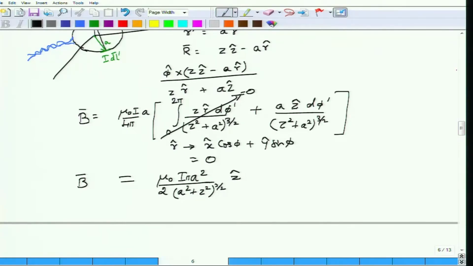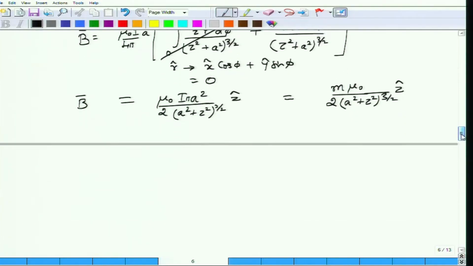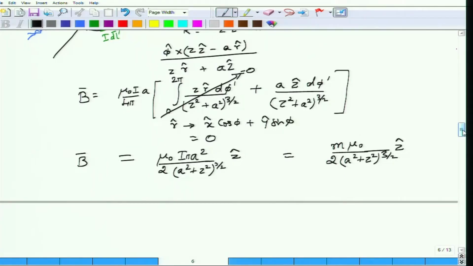Now this type of expression you have already seen earlier. You will soon see where you have seen it, but before that let me write down I pi a square z hat as m, so the field is mu 0 m divided by 2 times a square plus z square to the power 3 by 2, along z hat, where m by definition in this case is I into pi a square. And what is pi a square? Pi a square is the area of the loop.